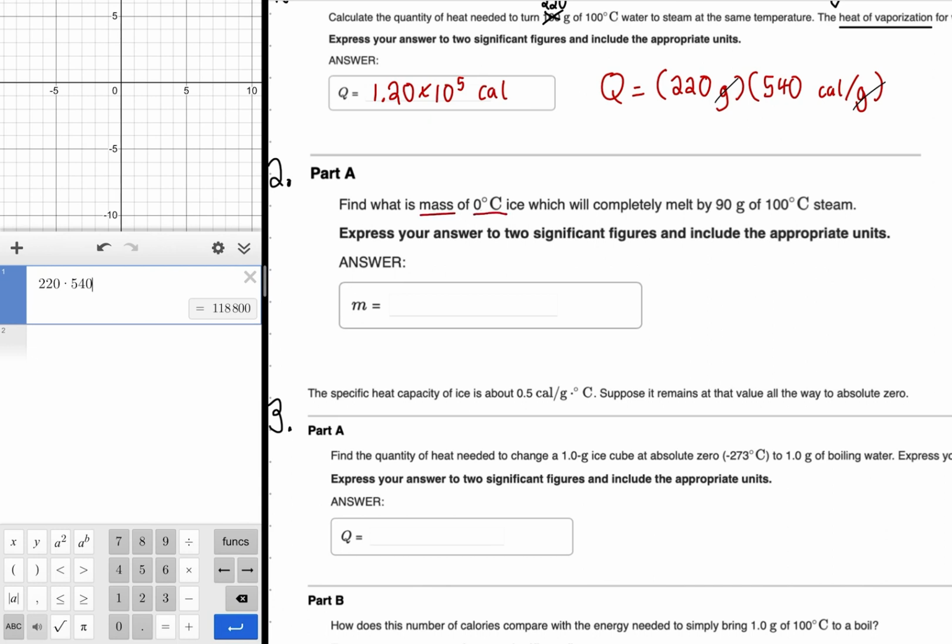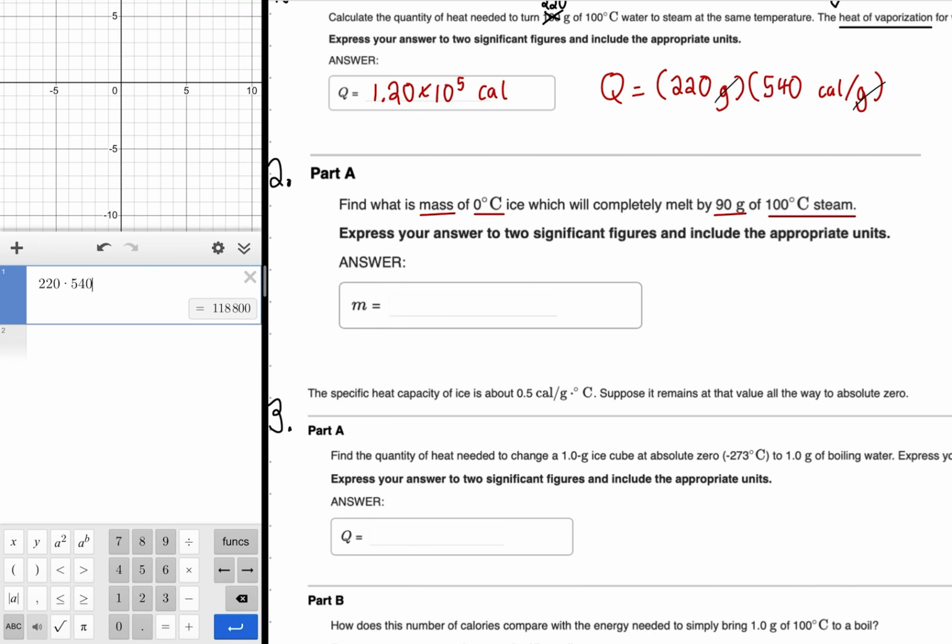of 0 degrees Celsius water, okay? So that's water that is at the temperature threshold to melt, right? Because it melts at 0, it boils at 100, okay? So which will completely melt by 90 grams. And when it says by, this is like caused by. So we're asking, what mass of ice will be melted by this much steam, and specifically this much steam at 100 degrees. Why does it matter that it's 100 degrees?